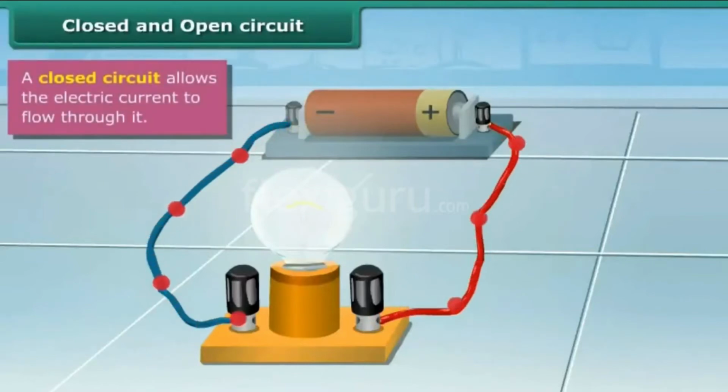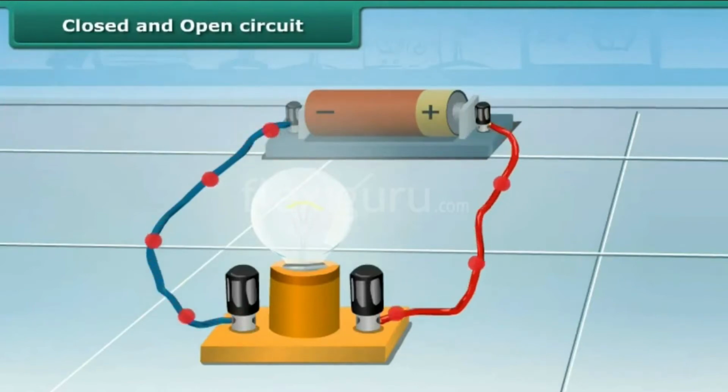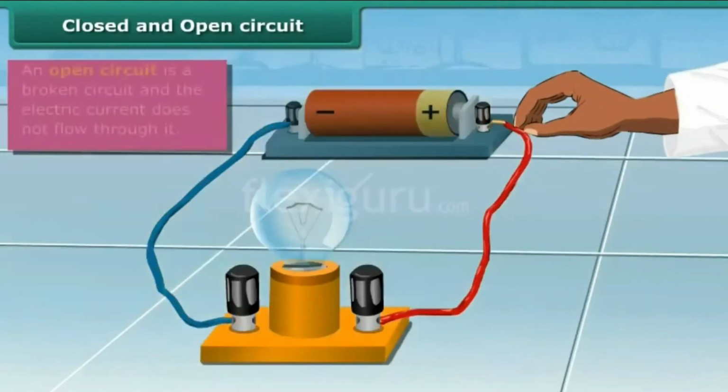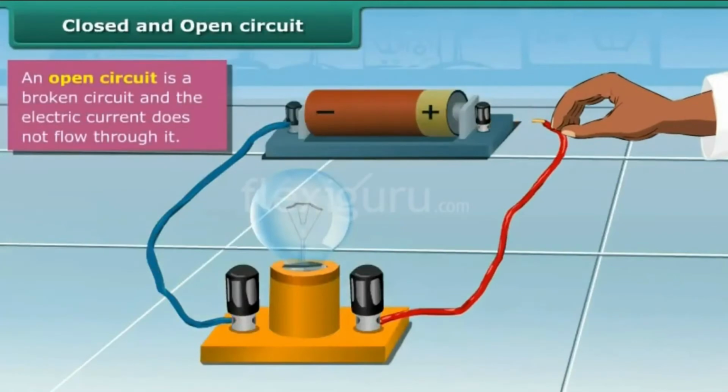If you see both the wires are connected to both the terminal, it is an unbroken path. It is a closed circuit. Disconnect one of the wires. You will find that the path is broken now. Also, the bulb doesn't light up since electricity can't flow through this circuit. A broken path is known as an open circuit.